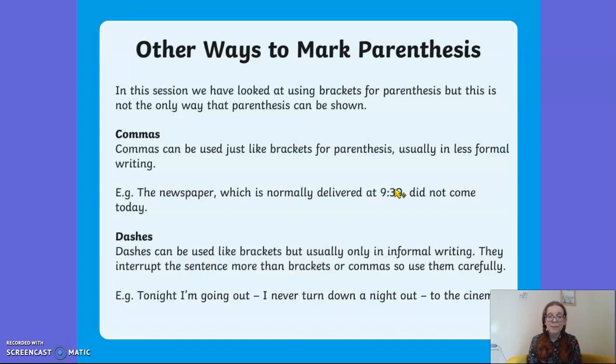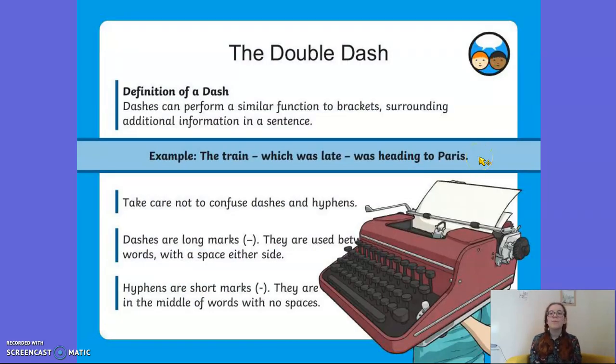Now, dashes can be used just like brackets, but are only used in informal writing. They can interrupt the sentence more. It's more choppy to read as a reader. If you're reading with dashes, you're more likely to take yourself out of the reading. So it's only used in informal writing. You might remember that Cosmic had quite a lot of dashes in it for its parenthesis. Tonight I'm going out - I never turn down a night out - to the cinema. So that extra information has dashes on either side to sandwich it into place in the middle of our sentence.